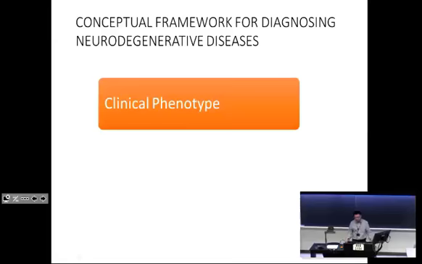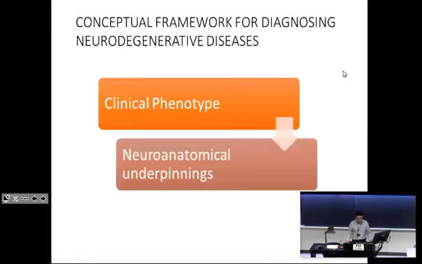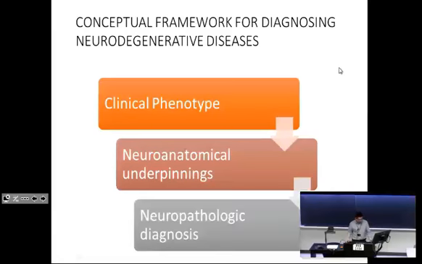What we usually start with is the clinical phenotype. And from the clinical phenotype, we try to create neuroanatomical underpinnings. So again, this whole idea of localization: where is the lesion, what is the lesion. We'll revisit that in both this lecture as well as later in lecture 3. And then what is the underlying pathophysiologic process or pathological diagnosis that is driving these anatomical changes?